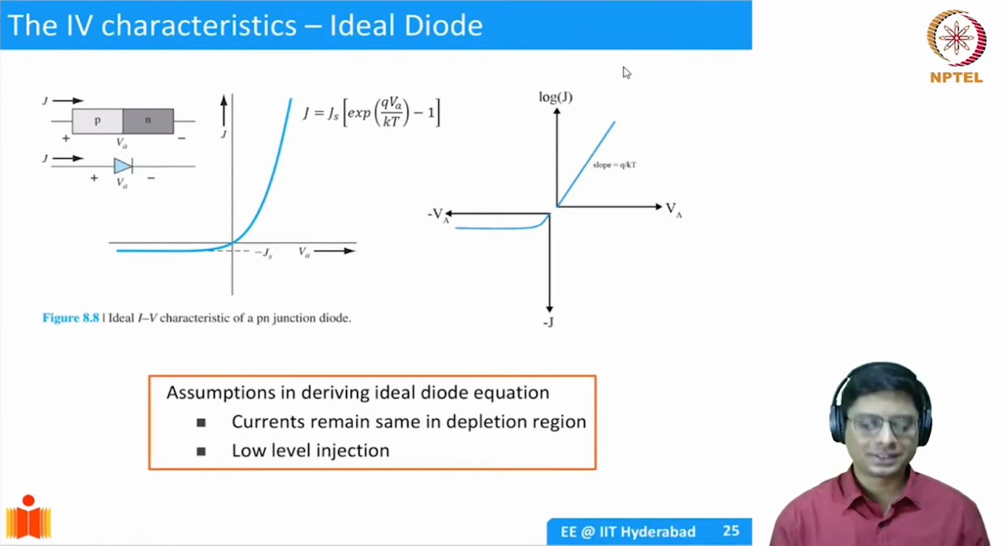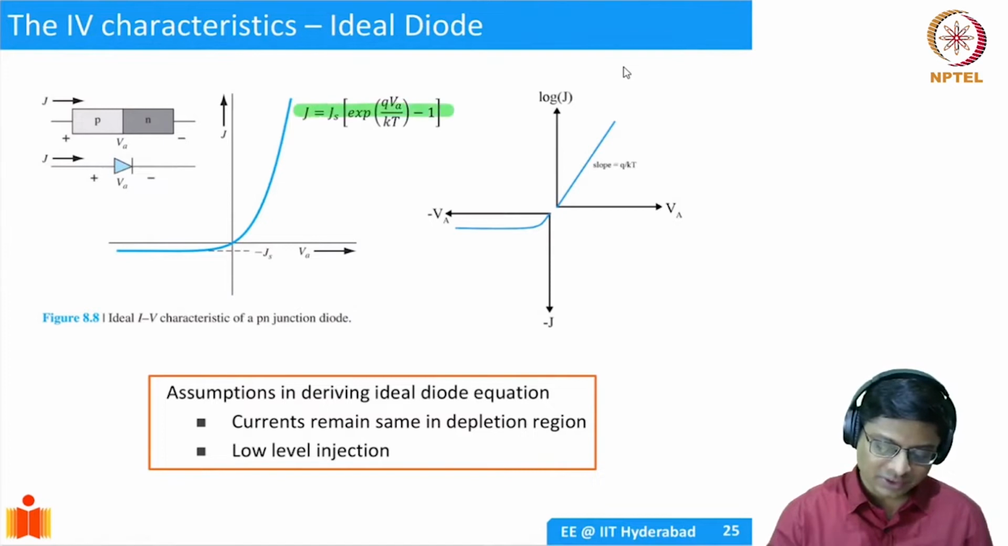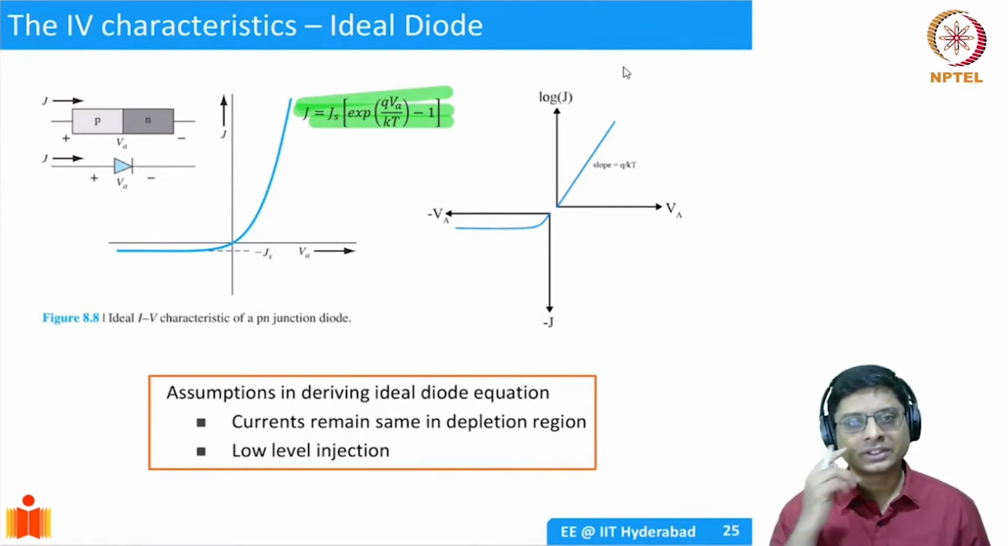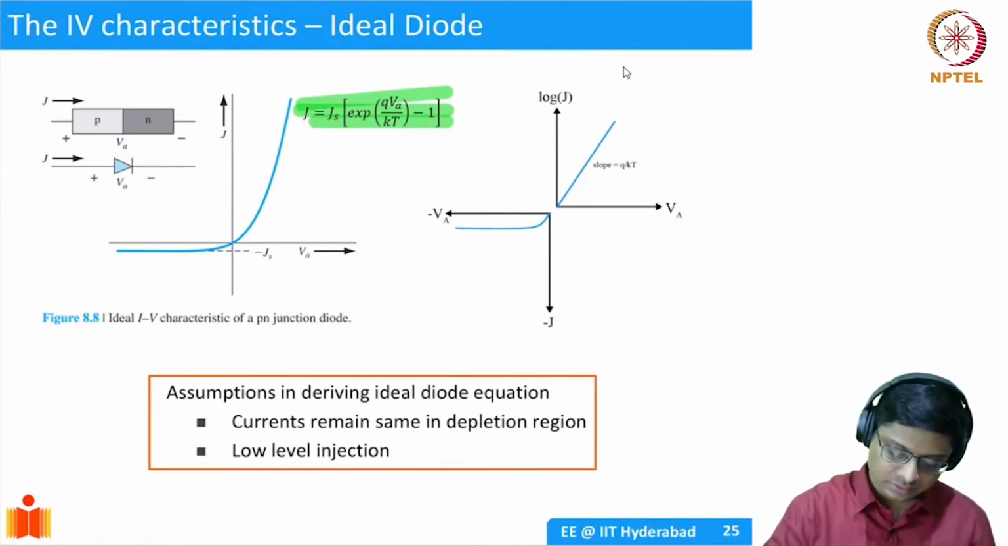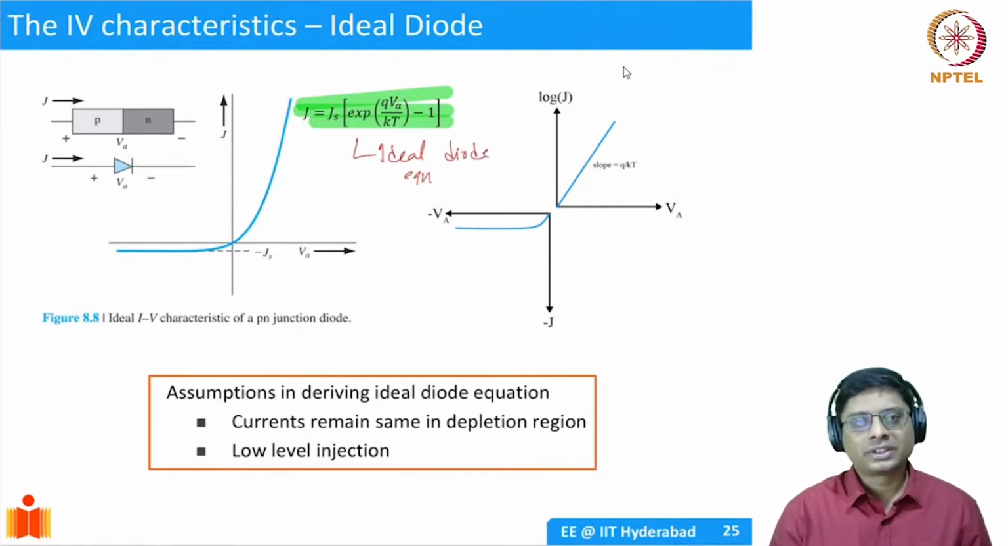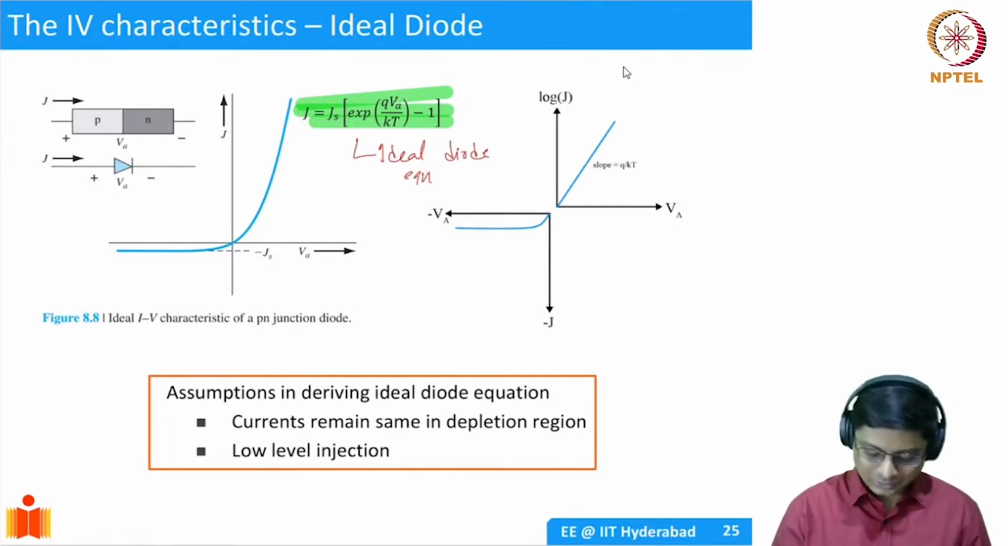Hello, welcome back. The last topic I want to cover in PN junctions is the differences between an ideal diode and a non-ideal diode. So far, what we have seen is what we refer to as an ideal diode. The expression that we have derived, the current density J equals Js times exponential of qV over kT minus 1, is actually called the ideal diode equation.